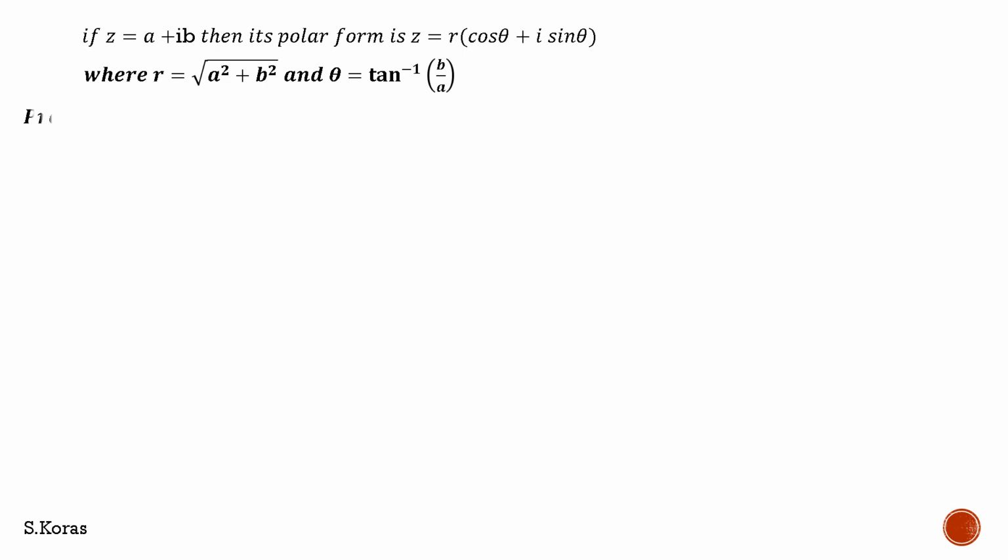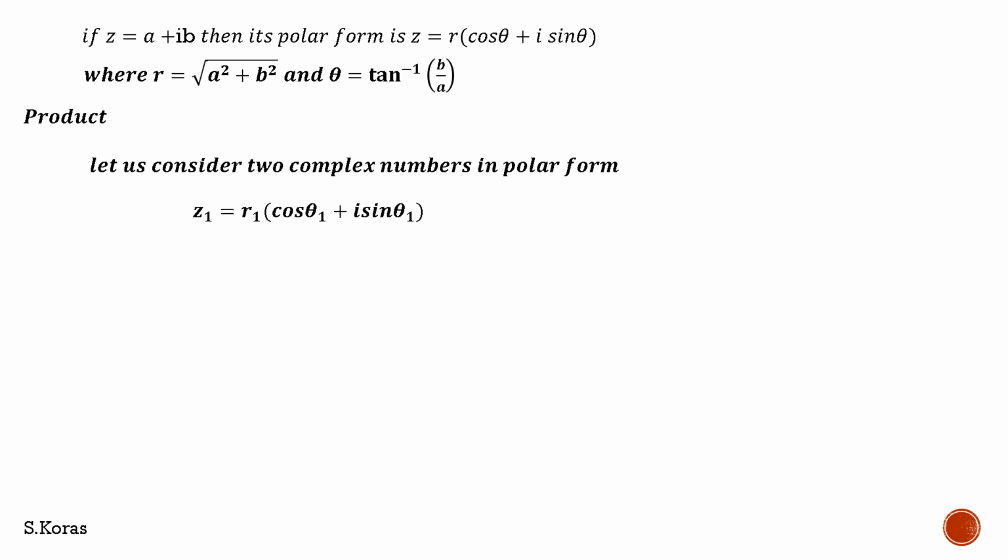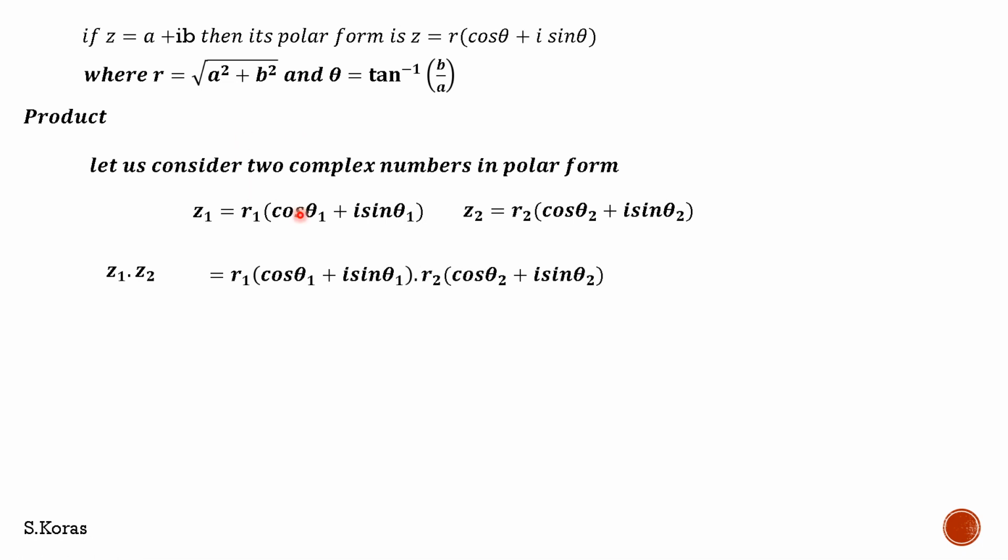Right. Now let us try to find the product of two complex numbers in polar form. Let us consider two complex numbers in polar form. Let the first one be z1 is equal to r1 into cos theta 1 plus i sin theta 1. Let the next complex number be z2 is equal to r2 into cos theta 2 plus i sin theta 2. Now let's try to find z1 into z2. So we are replacing the first complex number value here and the second complex number value here. These two are in polar form.